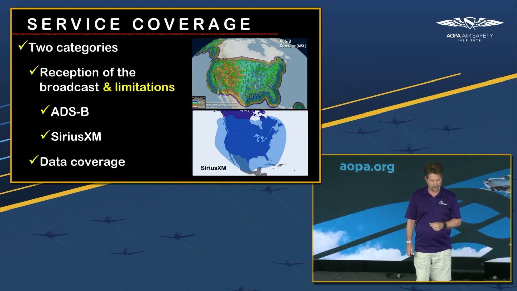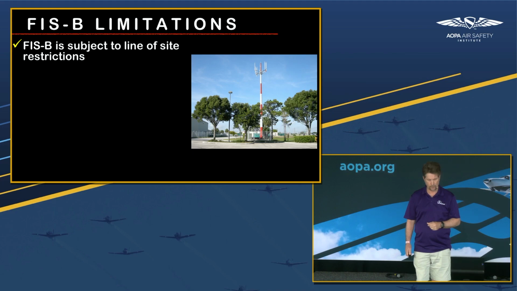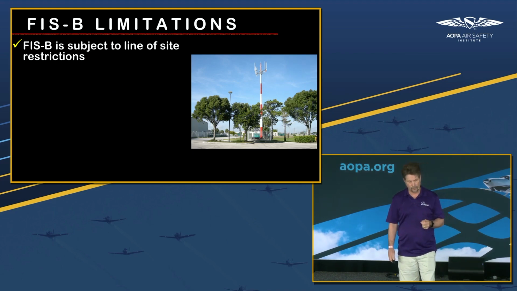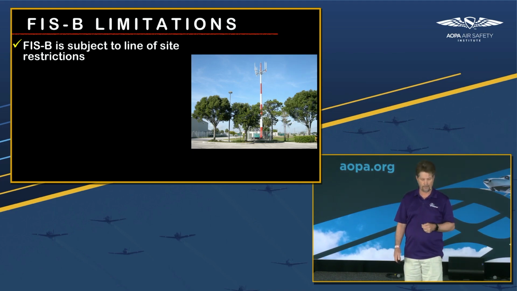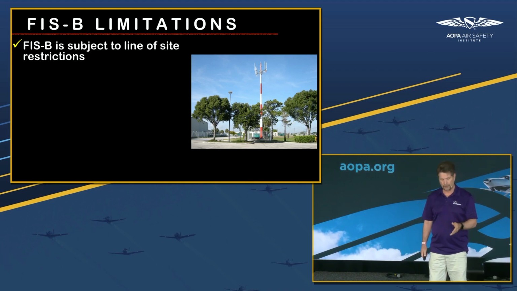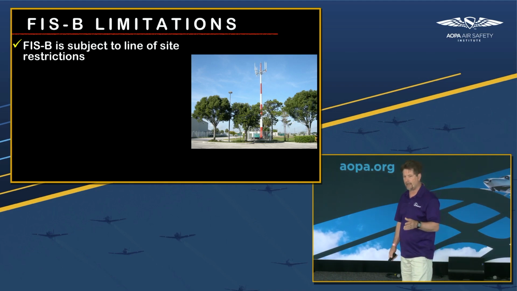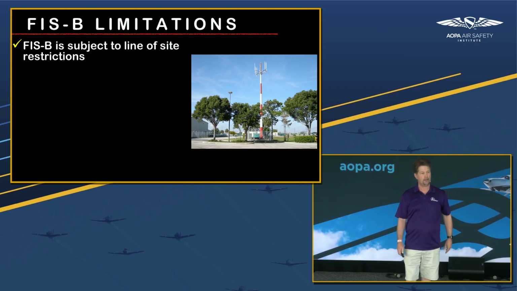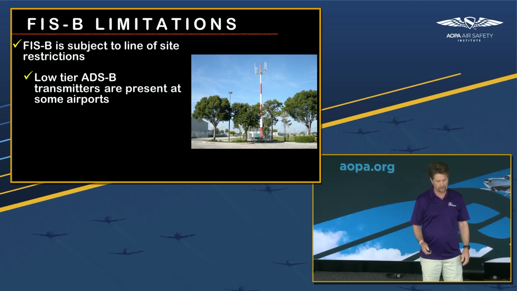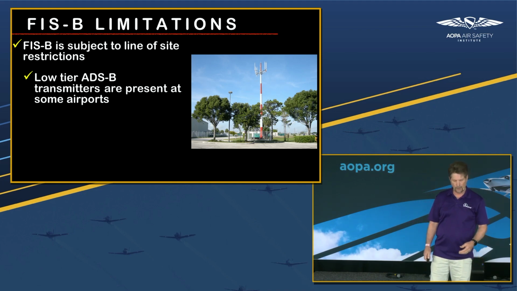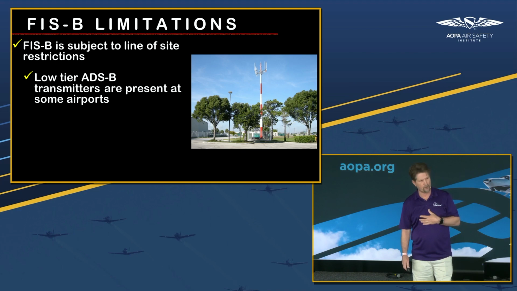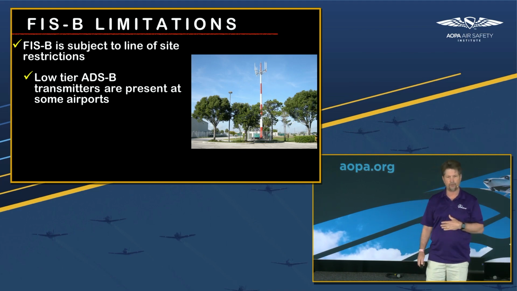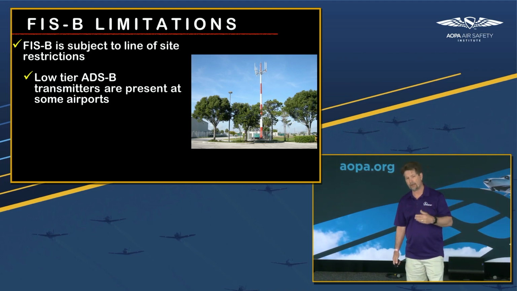And there's also data coverage issues as well. FISB is always subject to line of sight. So if you've ever gone to an airport, you might see one of these red and white striped towers. That's likely a tower for FISB at your airport. Congratulations, you actually have a FISB tower on the field. And so you'll see these at some airports. I'm out of Rock Hill, South Carolina, where I do most of my flying, and there's actually a tower at my home airport.